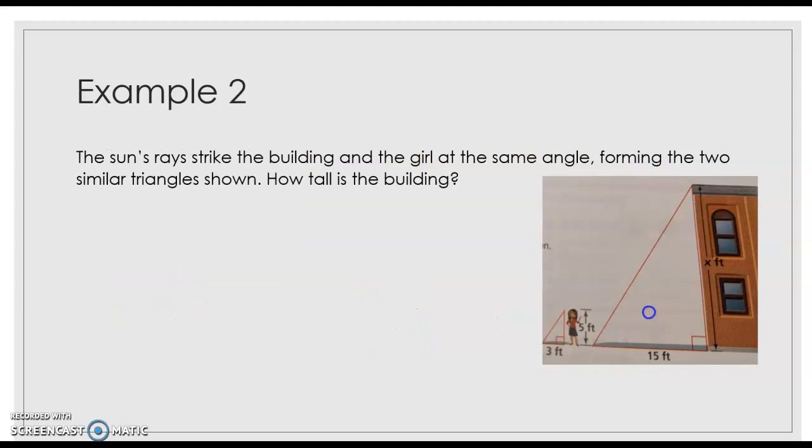All right. Now we get into some real world problems. The sun's rays strike the building and a girl at the same angle, forming two similar triangles shown. How tall is the building? So looking at the image, this is what I know. I know that the person is 5 foot tall and their shadow is 3 feet. And I know that the shadow of the building is 15 feet, and I want to know how tall the building is. So I'm going to do my shadow on top, my person on bottom. Then I'm going to put my shadow on top and my height of the building on bottom.